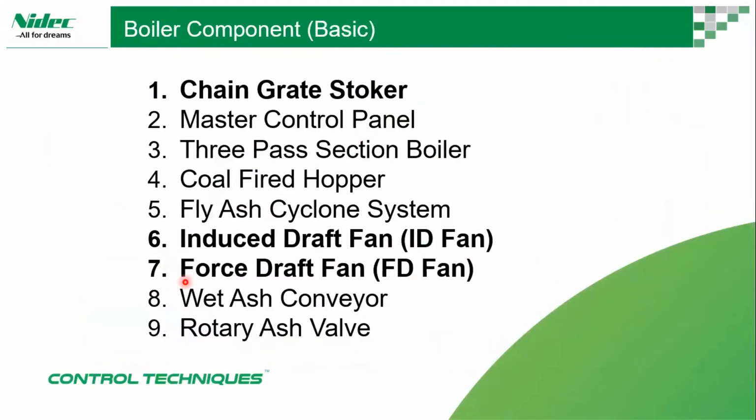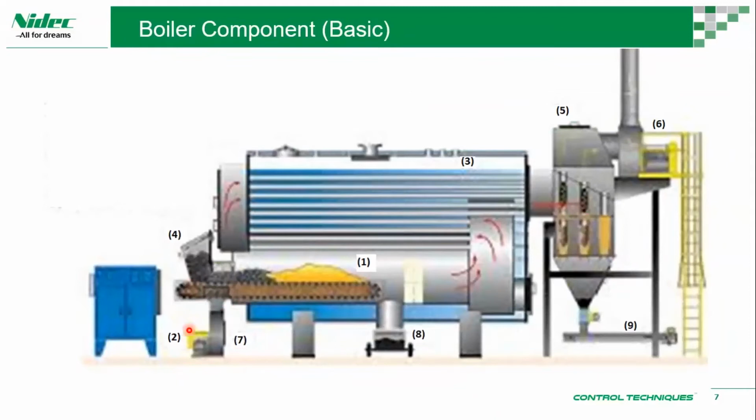Another one, we have the forced draft fan, or FD fan, here, number 7. Its function is to give fresh air inside the furnace. If you remember, when you are cooking or grilling, you need to blow some fresh air to your furnace. In this chemical process, we need oxygen to burn the coal.